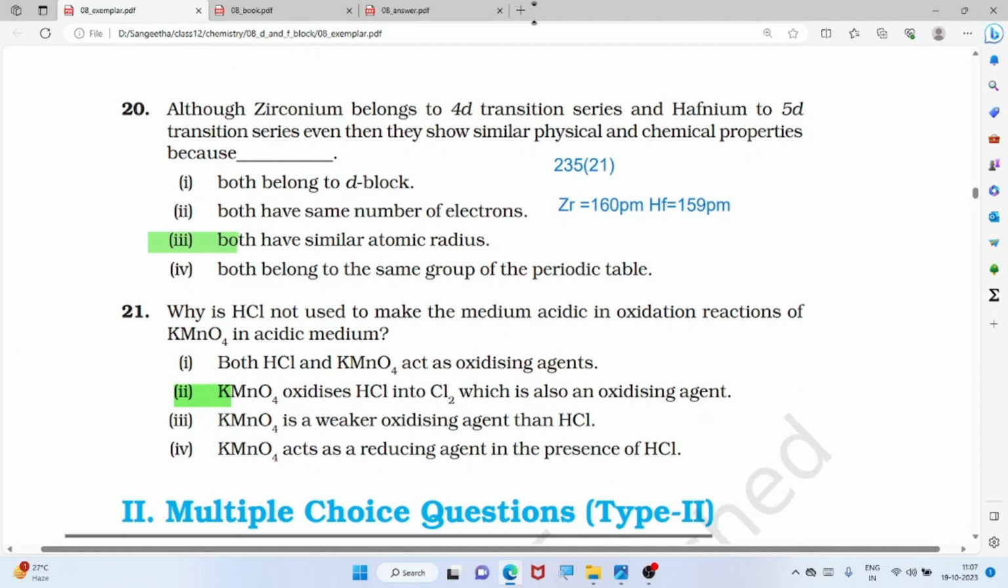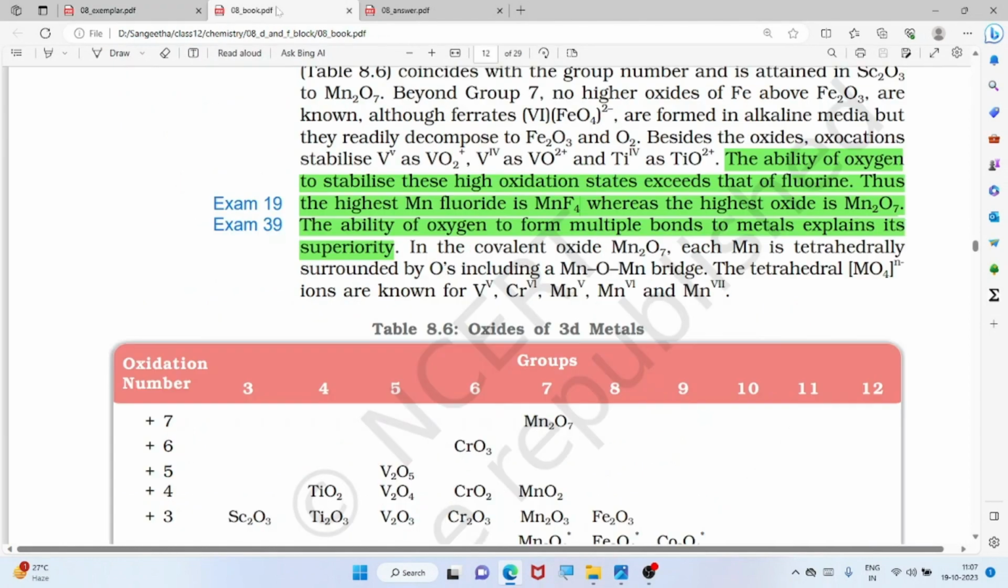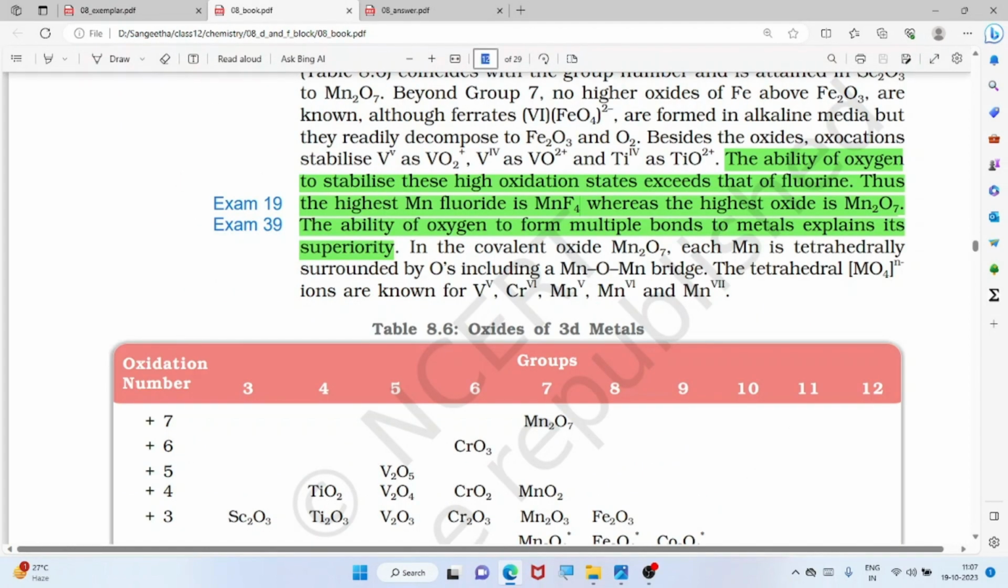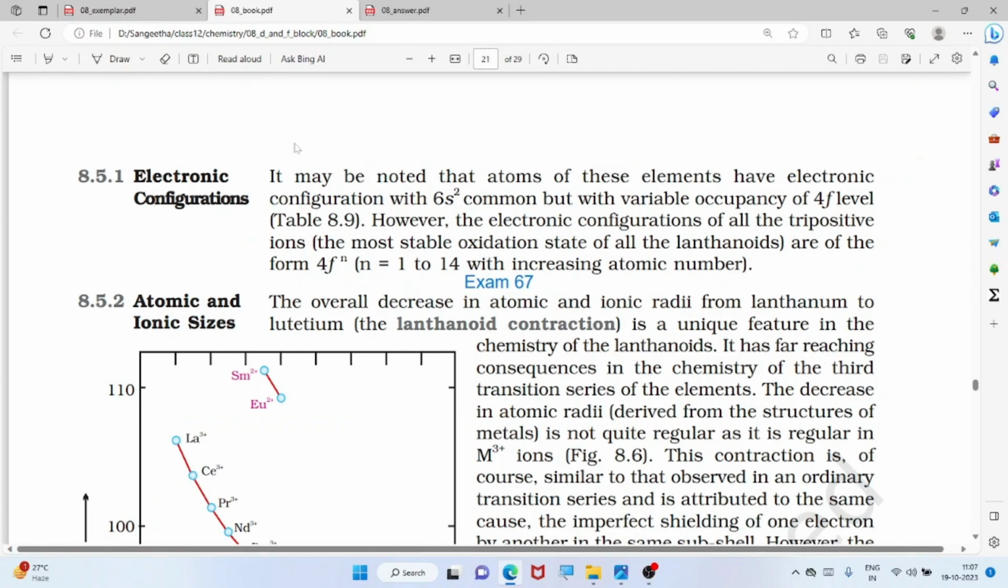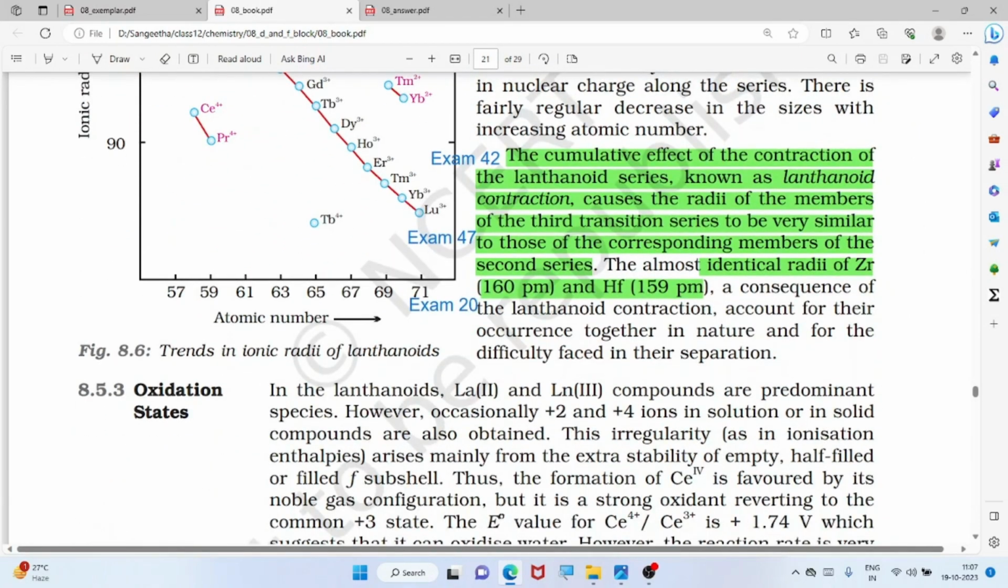Although zirconium belongs to the 4d transition series and the other to the 3d, they have similar physical and chemical properties. They are in different series, but they have similar properties because they have similar atomic radius. See here, these two elements have similar atomic radius. That is why, although they belong to different series, their physical and chemical properties are similar.